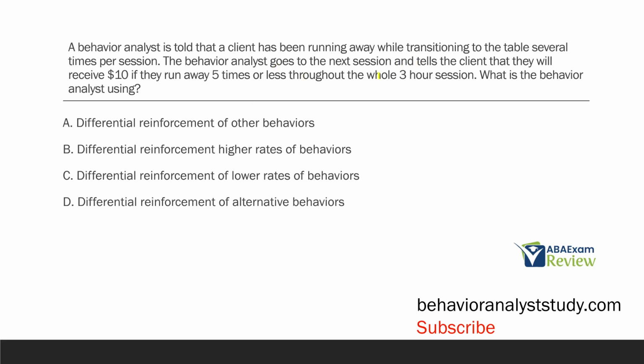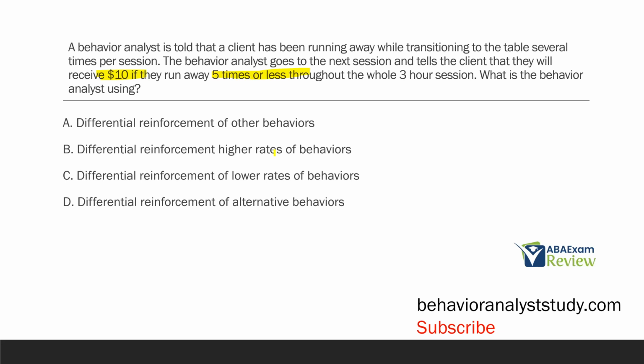Now, the analyst says, if you run away 5 times or less, I'll give you $10. So the behavior is still occurring. It can still possibly occur. And even more, it has to meet this criterion. So is it a DRO, differential reinforcement of other behaviors? No, because with the DRO, we reinforce in the absence of a behavior. So that would be more like for every 30 minutes the client doesn't run away, we reinforce. That would be closer to a DRO than where we're setting a criterion and the behavior has to happen less than the criterion.